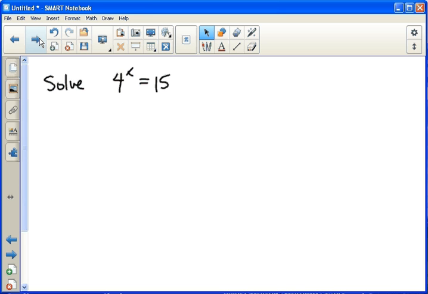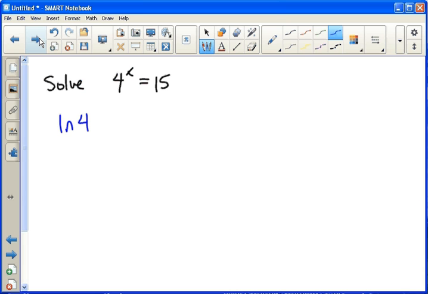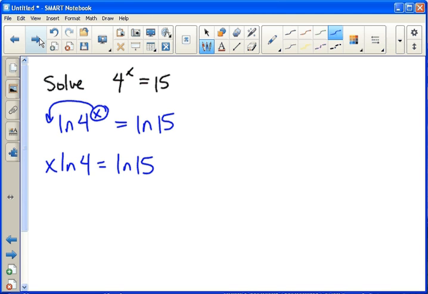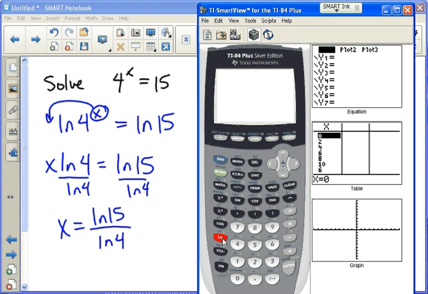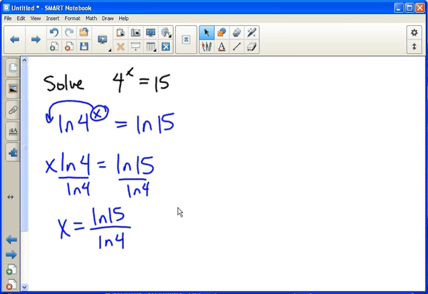So one way to do this, and I'm going to show you two ways. One way to do this is to take the natural log of both sides. Now, if you remember the properties of logs that we talked about, one of the properties says that we are allowed to take exponents and move them down front as coefficients. So again, what logs allow us to do is get the variables out of the exponent. Now we can just divide both sides by the natural log of 4, and I get x equals the natural log of 15 over the natural log of 4. And we can plug that in our calculators. We get 1.953. So we'll just call that 1.95.